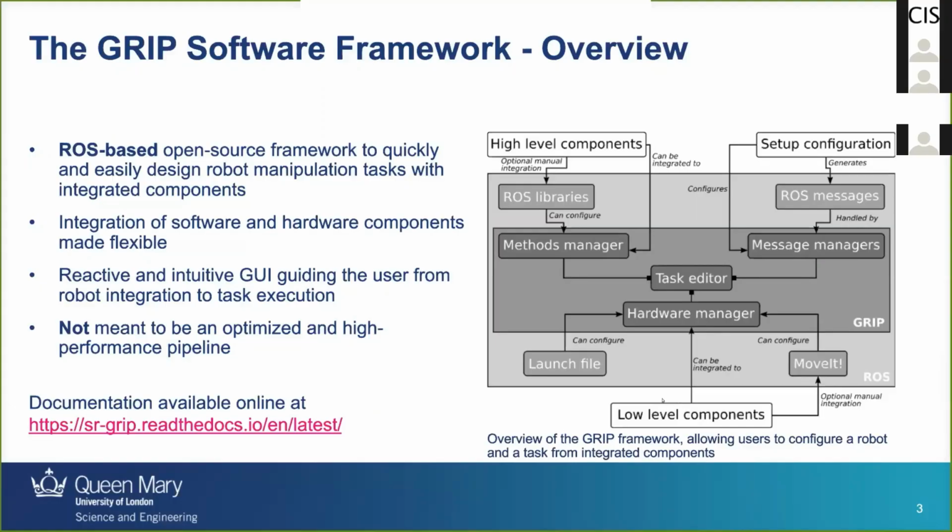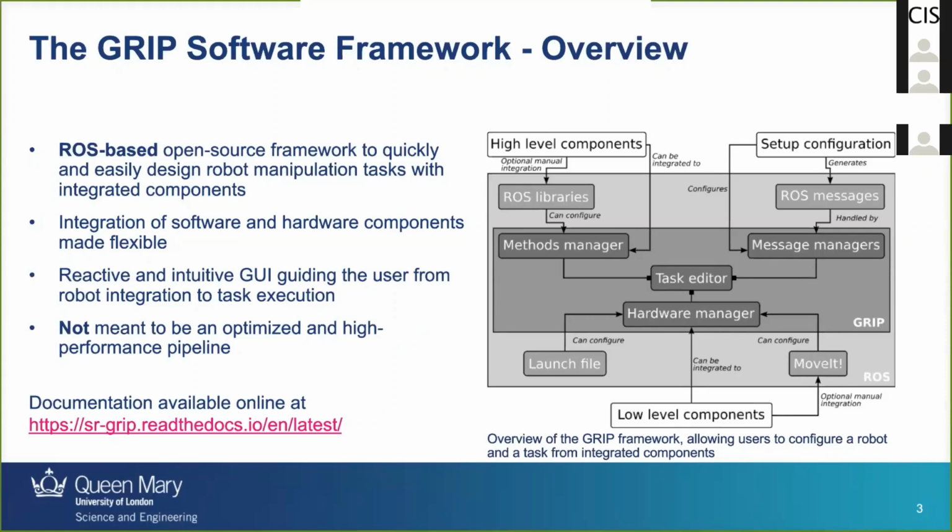So to make things quite easy for users, we created a graphical interface that guides the users from robot integration, so the first step, to task design and execution. Before going any further, I want to highlight that this is not meant to be an optimized and high performance pipeline, because we know that labs and companies already have their own pipelines that are fully optimized for their use cases. So the whole point of this tool is rather to facilitate the integration of third parties components with minimal overhead. And then once we have proof that a given component is working fine, we'll be able to integrate it later on.